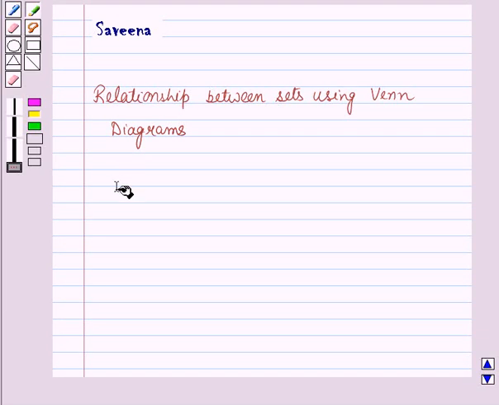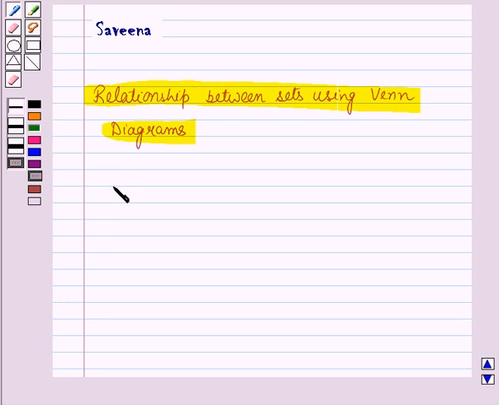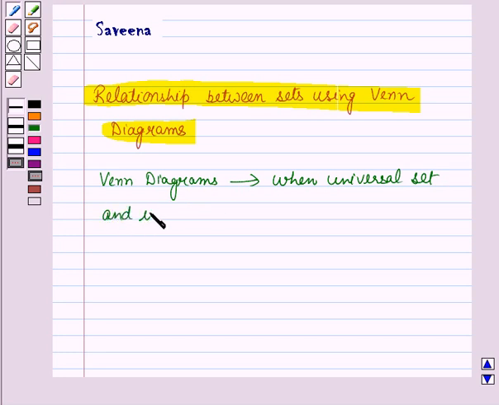In this session we will discuss a relationship between sets using Venn diagrams. Now let us see how to draw Venn diagrams when the universal set and its intersecting subsets are given.